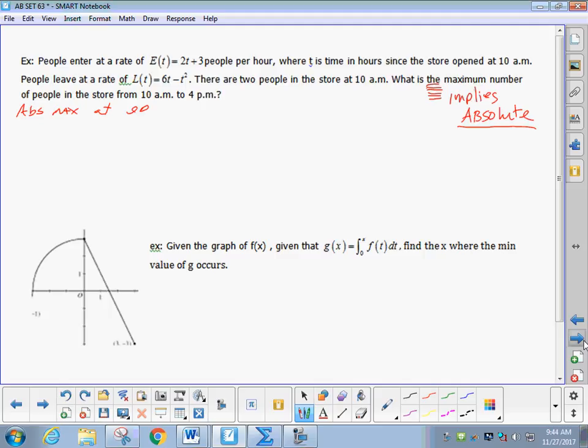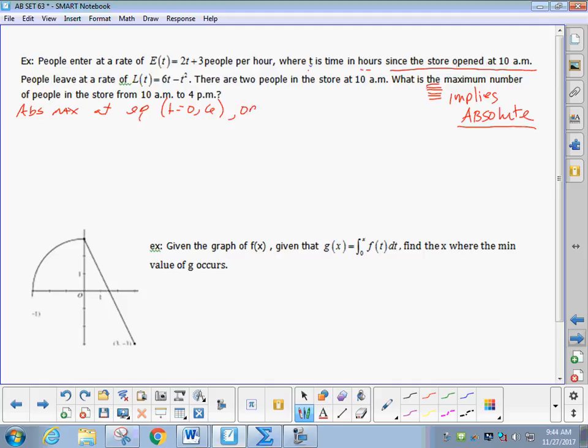Let's read carefully. Where t is time in hours since the store opened at 10 a.m. So, are the endpoints 10 and 4? They are not. They're 0 and 6, okay? The endpoints are time equals 0 and 6. Where time equals 0 corresponds to the opening, 10 a.m., and time equals 6 corresponds to the 4 p.m. All right? So read carefully.